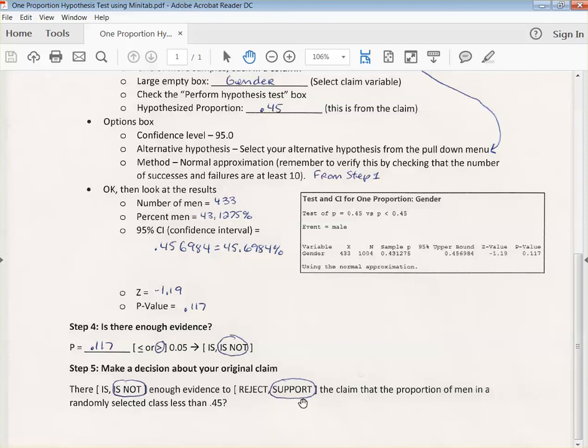So what does that mean? It just means that we can't say that less than 45% of the class is men. So that's all we're saying right there. One quick thing here though. I'm going to go back to the Minitab. So that's pretty much done here.